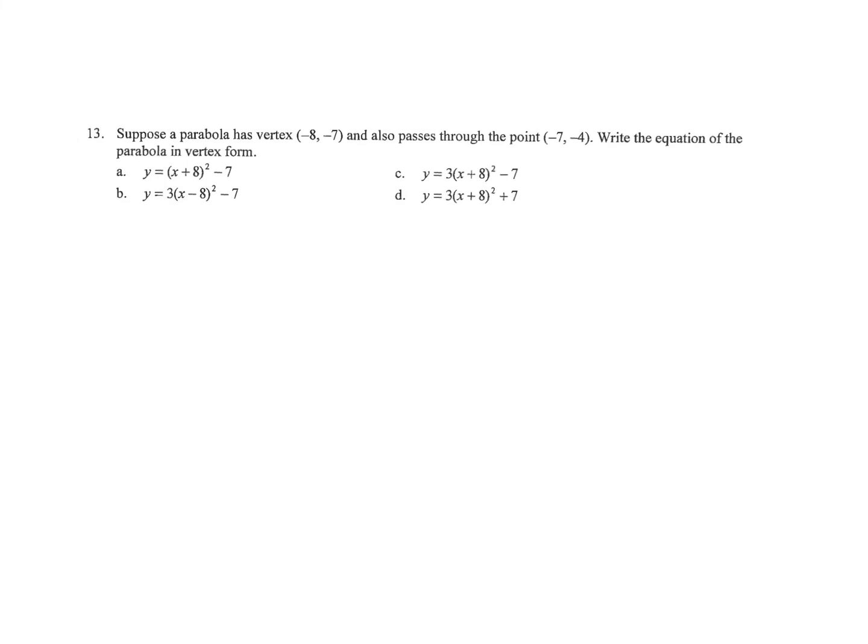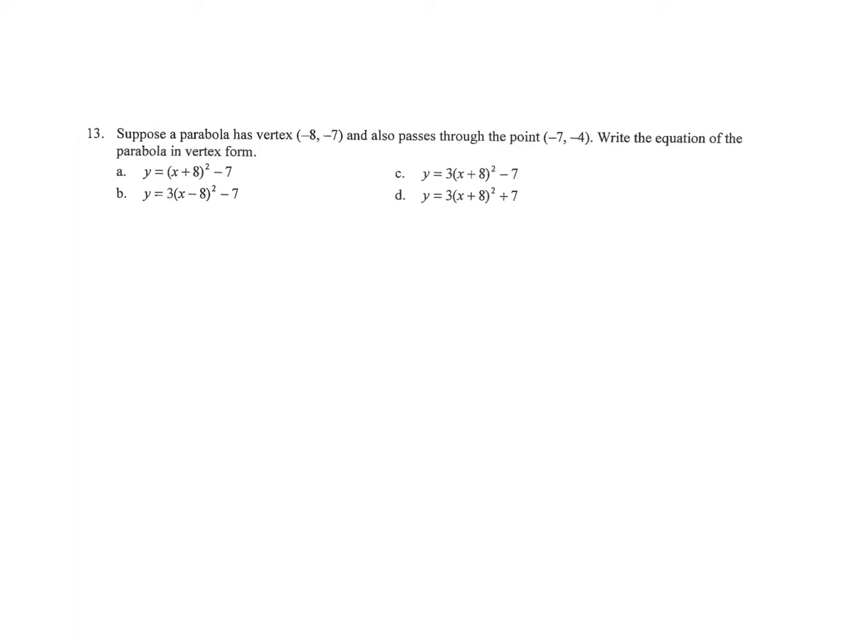All right, let's take a look at this number 13. I think this is going to be a challenging one for us to consider. It says, suppose a parabola, which is just the graph of a quadratic function, has this vertex, and it also passes through the point (-7, -4). Write the equation of the parabola in vertex form. In vertex form, remember, this is the x and this is the y, but inside the parentheses, it's actually the opposite of this number. Let me just remind you.